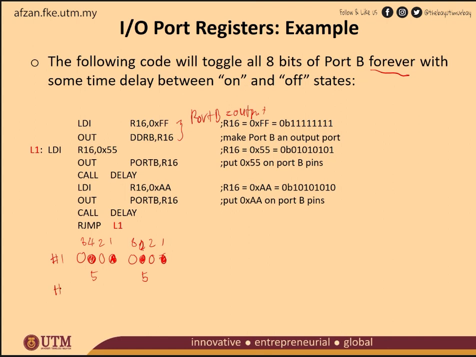While for the second pattern that you're going to send out to your port B, you send AA. What is AA? A is usually 10, so 8 plus 2. So this is the second pattern. You want to do a blinking sequence.